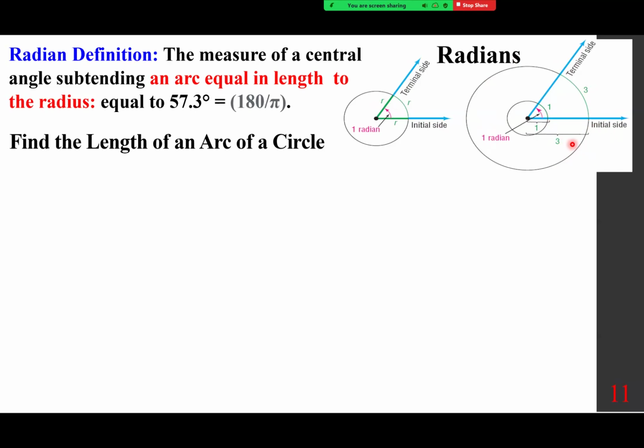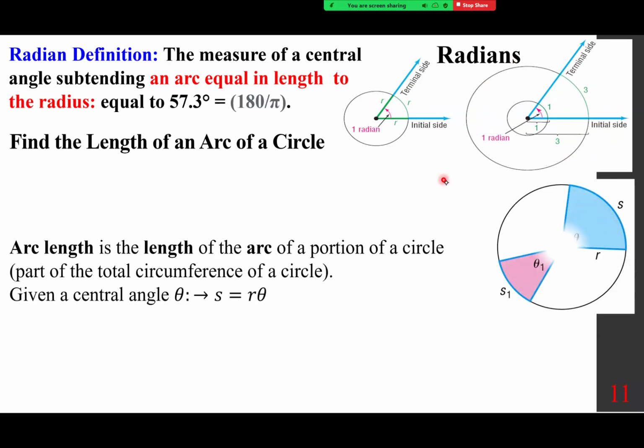Find the length of an arc of a circle. And we remember the circumference, a complete revolution is 2 pi r. So we write the arc length is the length of the arc of a portion of a circle, part of the total circumference of a circle. Given the central angle theta, S equals R theta. Think about it.